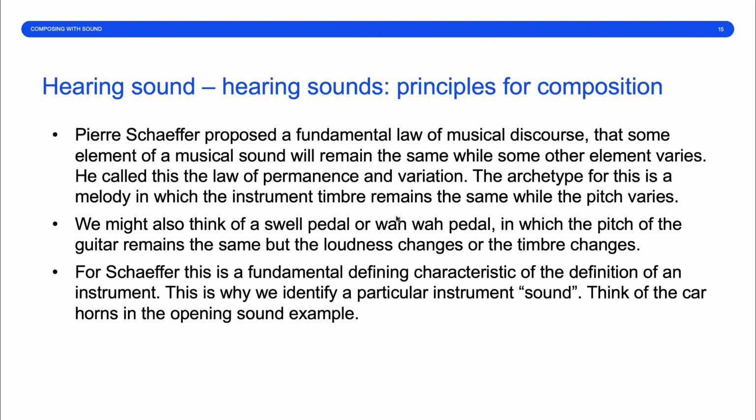For Schaeffer, this was a fundamental defining characteristic of traditional musical instruments. And this is really why we identify particular instrument sounds. So, for example, in that opening sound that I played for you of the city soundscape, you were able to clearly identify a car horn, that pitched sound, slightly metallic. You knew straight away that amongst all of that other jumble of noises, that was a car horn. And this is what Schaeffer would have referred to as the instrument identity of that sound. It's a particular set of harmonic components with specific amplitudes related to each other.